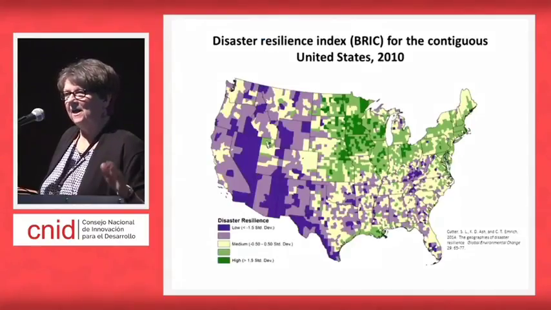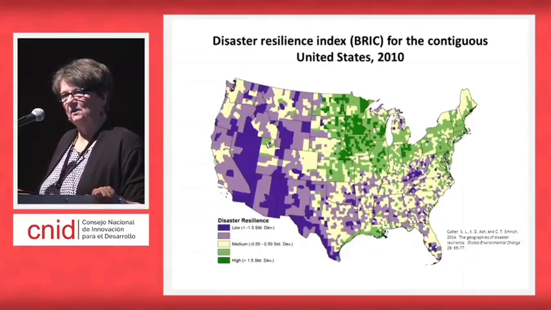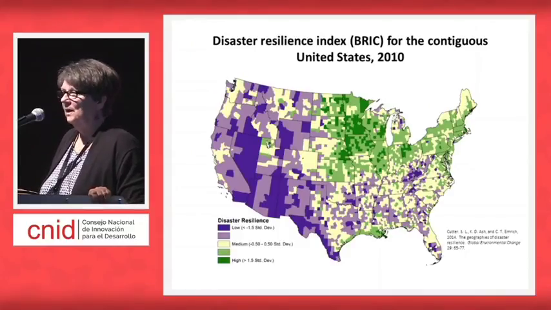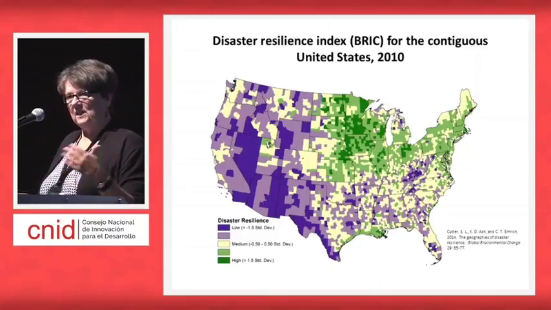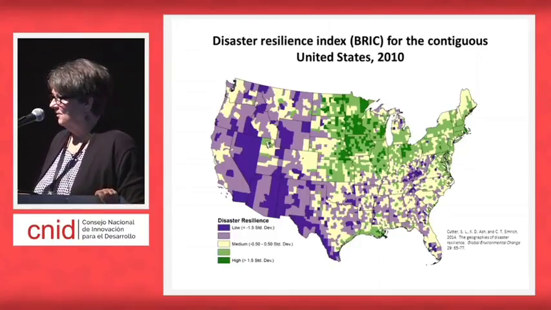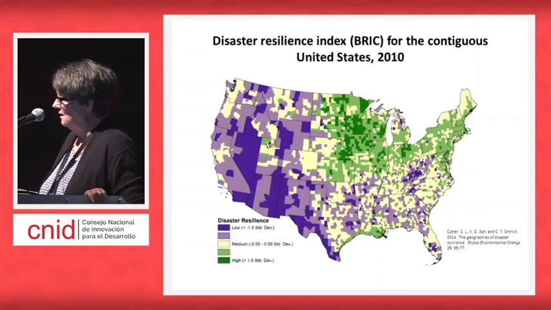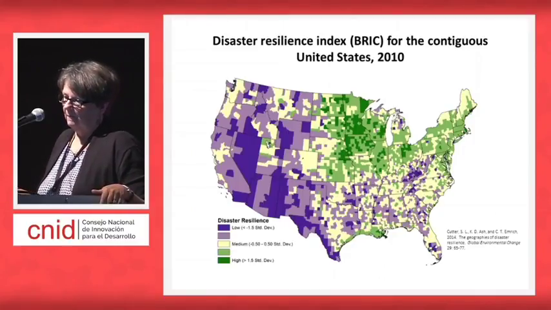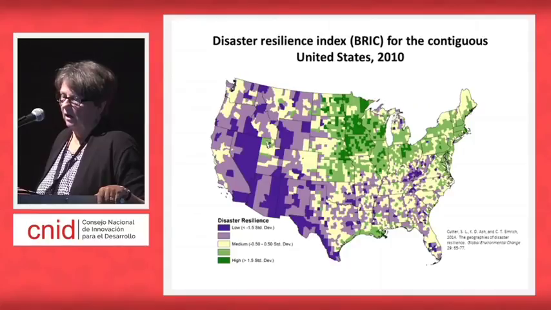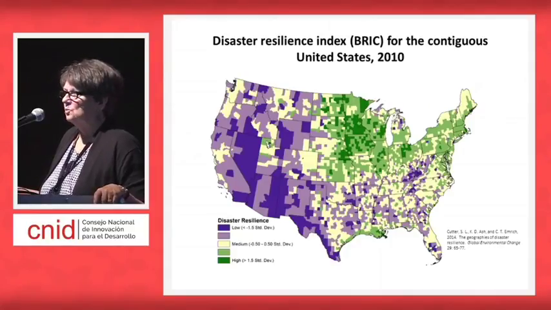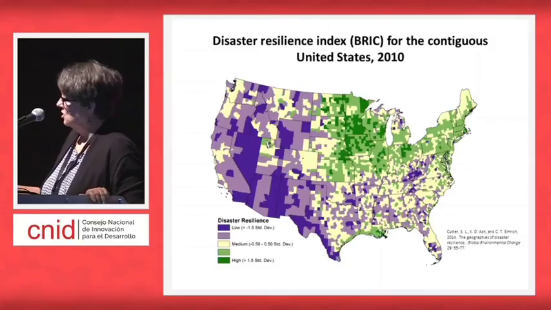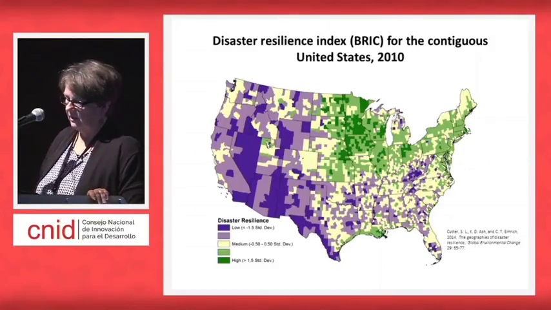Again, you can add these scores. It's a very simple additive model, and you can come up again with a mapping scheme. I'm a geographer, and I think the easiest way to communicate complex information is not through an equation, but through a map, because people get a map. The areas in purple are those areas in the United States where we have relatively low levels of resilience, and the areas in green are where we see actually higher levels of resilience.